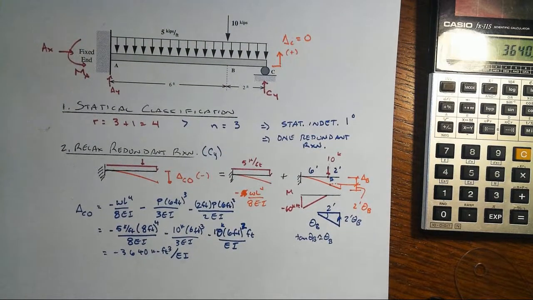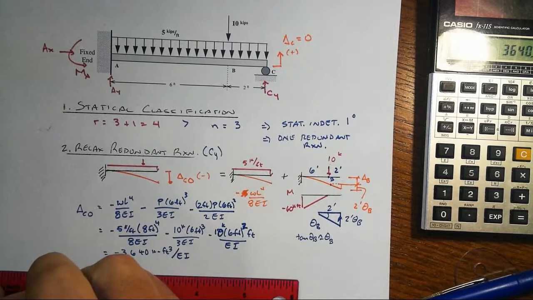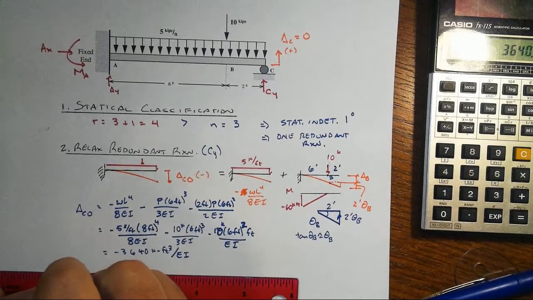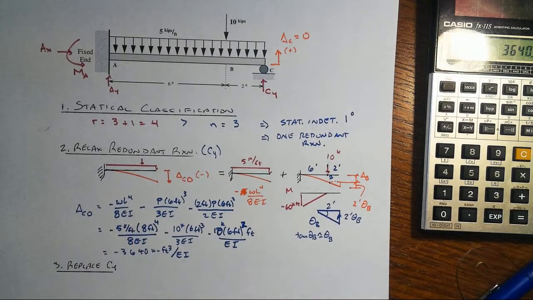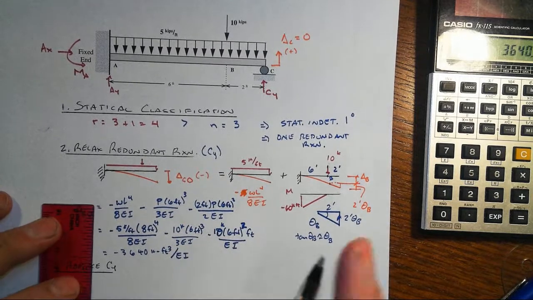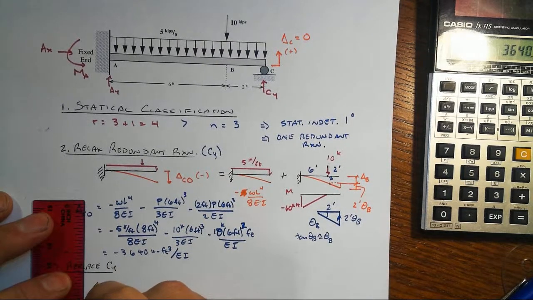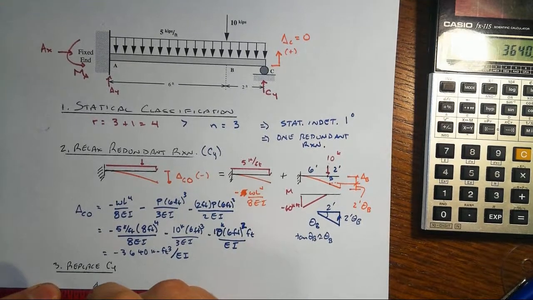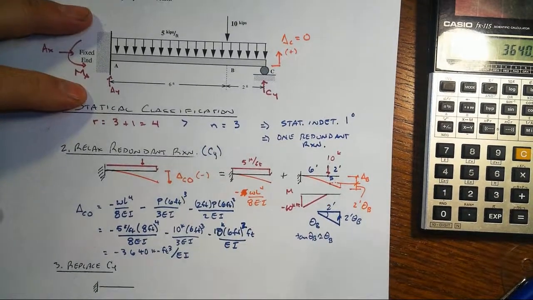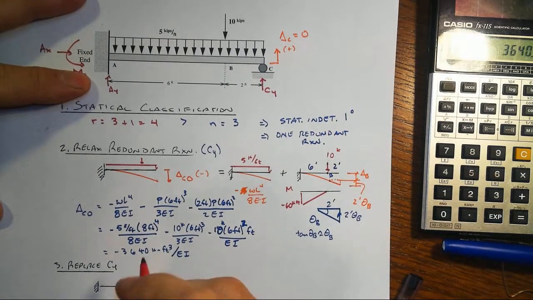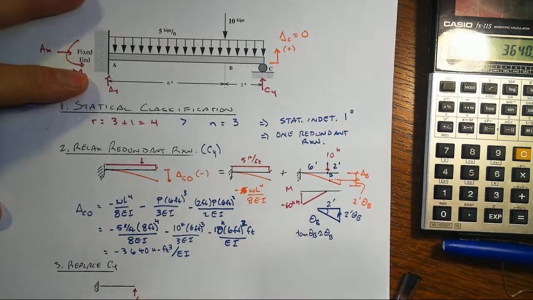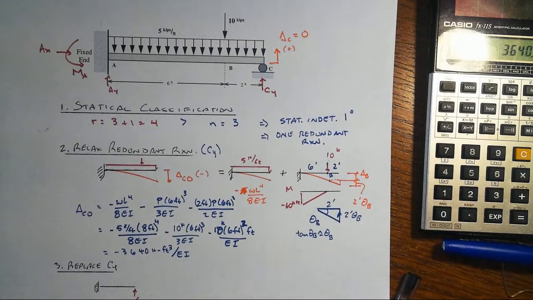Now let's replace CY, our redundant reaction. Right? And so in that instance, we've got the unknown value of CY, and that's going to cause this to bend upwards.